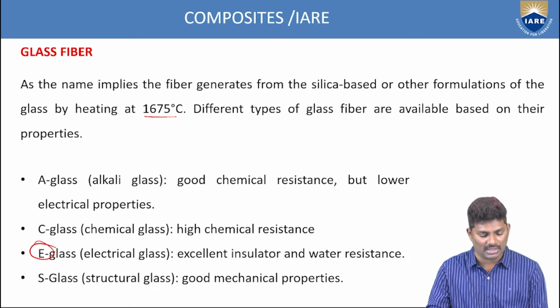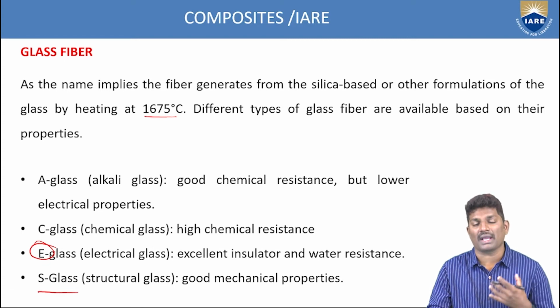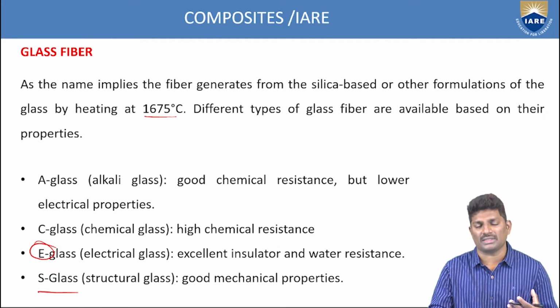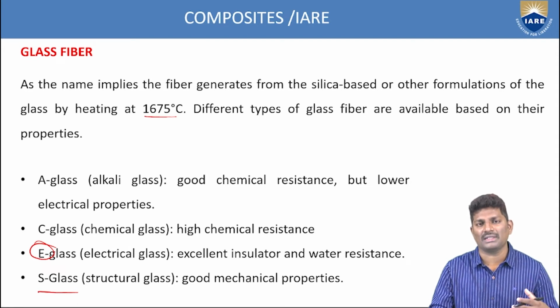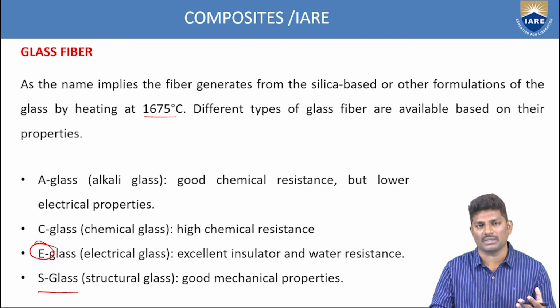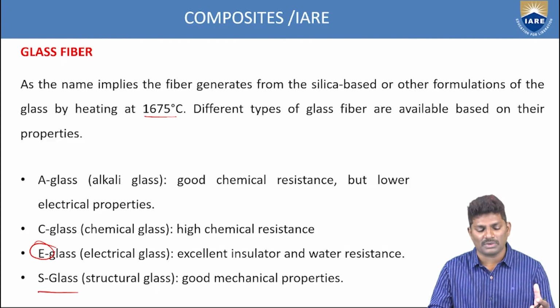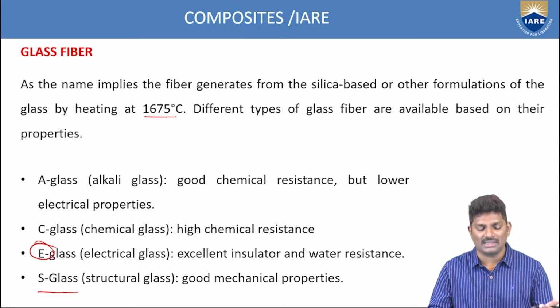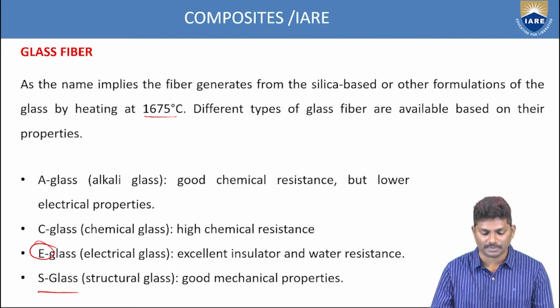The other type of glass reinforcement is S glass. This is a structural glass with good mechanical properties. If a material is exposed to different types of loads, whether tensile or compressive, it has to resist them. Then what type of material do you select? We have to select S type glass, because it has very good mechanical properties. Like that, all these different types of glass fiber reinforced materials have been classified based upon their applications: A glass, C glass, E glass and S glass.